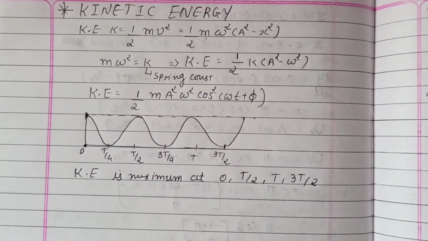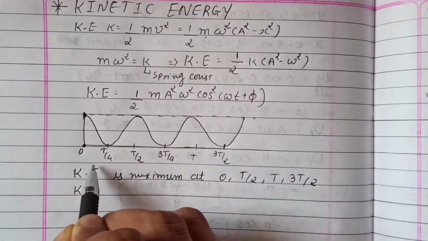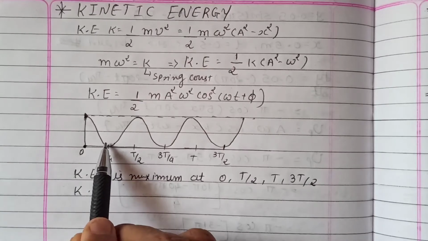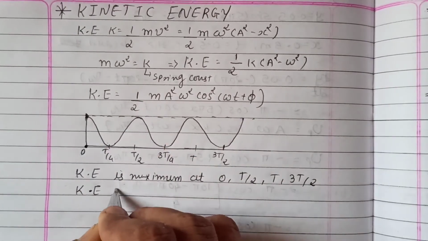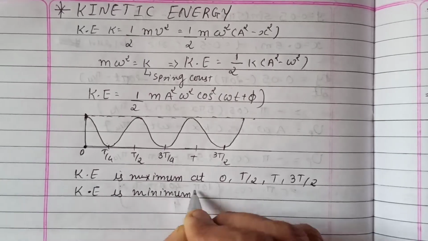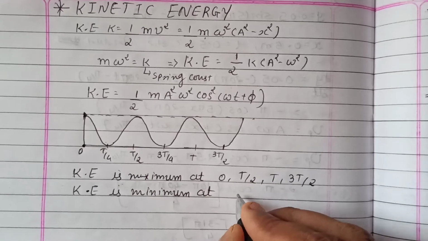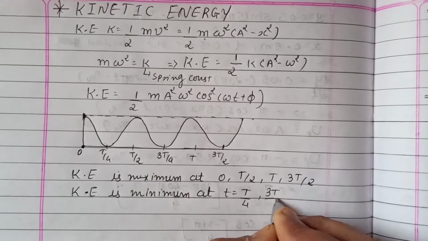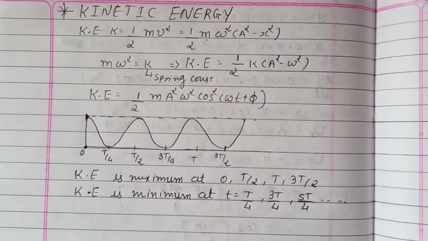Now for kinetic energy, all these points are minimum values, and these are maximum values. Kinetic energy is minimum at T by 4, 3T by 4 and 5T by 4.